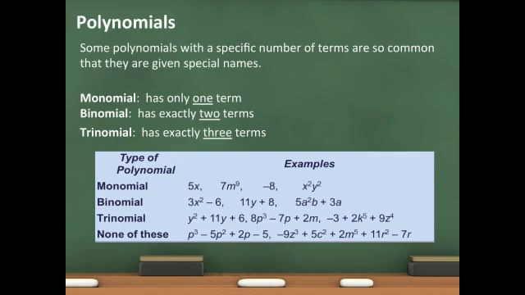Some polynomials with a specific number of terms are so common that they are given special names. For example, a monomial has only one term. A binomial has 2 terms. A trinomial has 3 terms. In the blue box are examples of each type of polynomial.